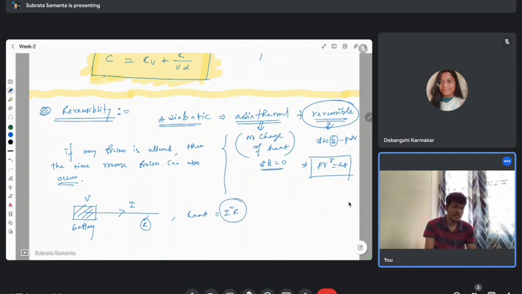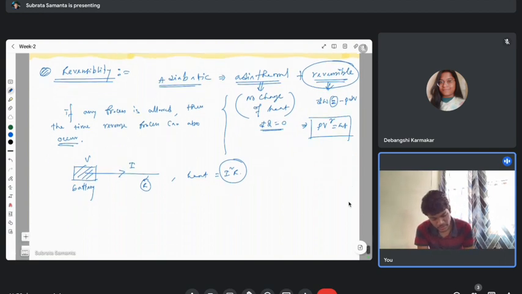So this process is an irreversible process. We cannot get that same amount of heat back. Once it dissipates, it dissipates into the environment.